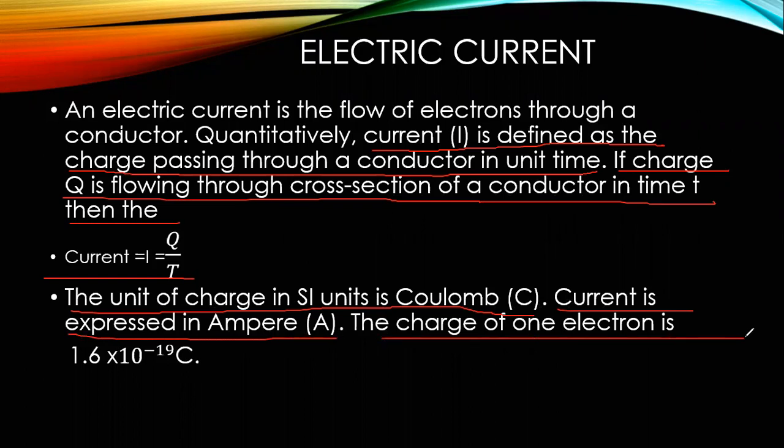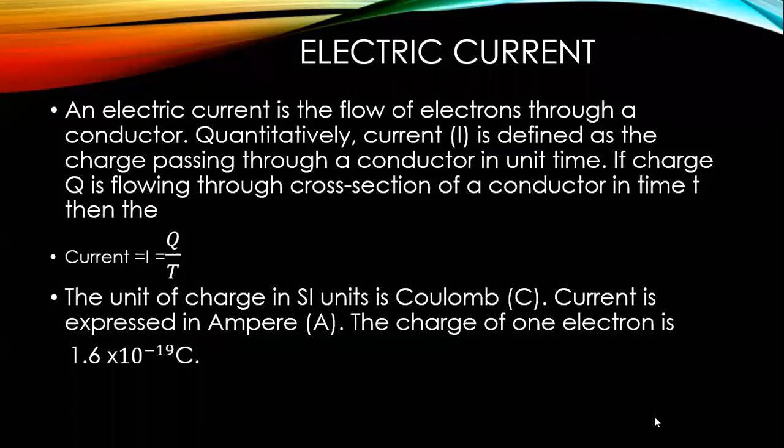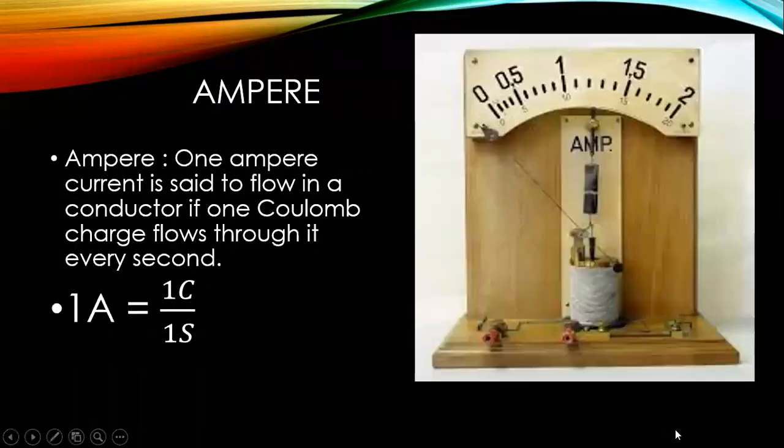The charge of one electron is 1.6 into 10 raised to minus 19 coulomb. That is what we saw in the last part about the electric current. So now we go through the next part. The next part is ampere.